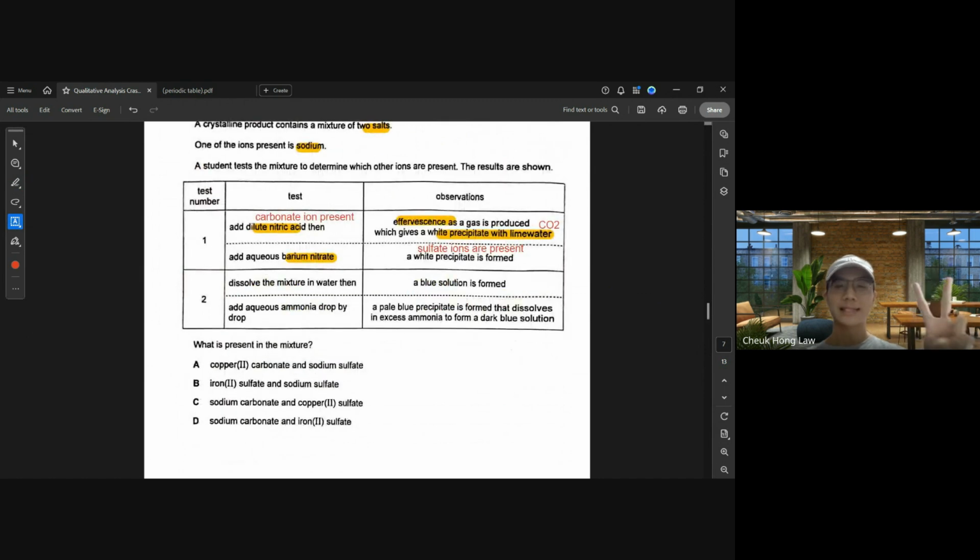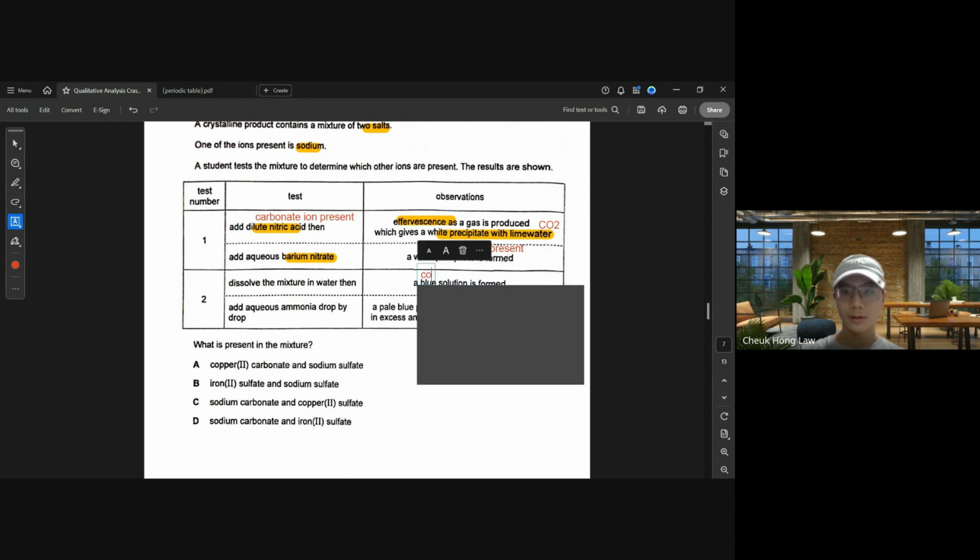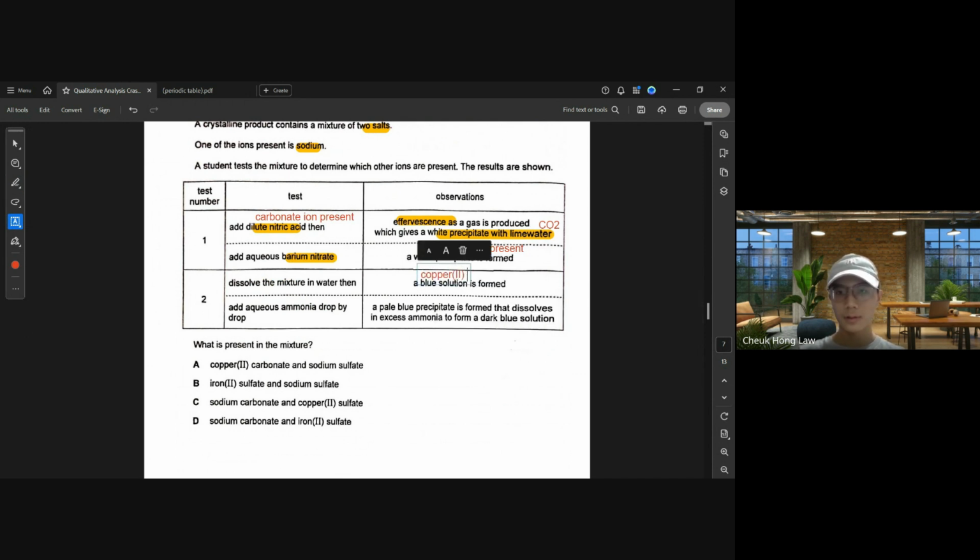Then let's look at test number 2. Dissolve the mixture in water, then a blue solution is formed. What did we learn about blue solution? Forget family car, go right bicycle. So car and bicycle, car is copper, bicycle is blue. So your copper 2 plus ions are blue. So copper 2 ions are present.